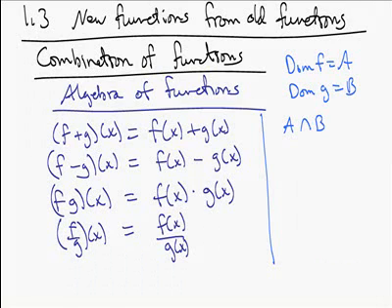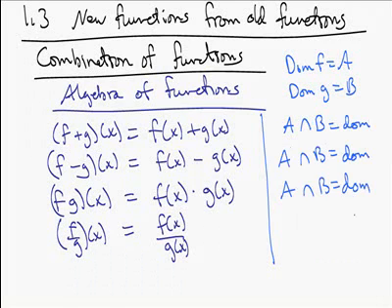And that's going to be the case all the way on down. We just take the intersection of the two original domains to get the new domain of the new function that we got with one of the algebraic operations of addition, subtraction, and multiplication. Now, for the last one, though, the domain is going to be everything, all the x's, in the intersection, as long as our function g is not equal to 0.